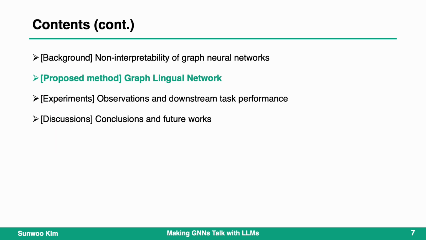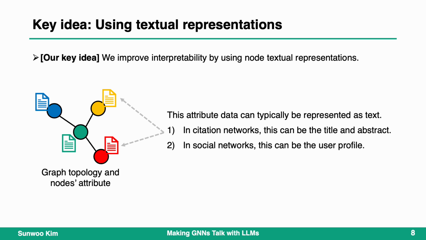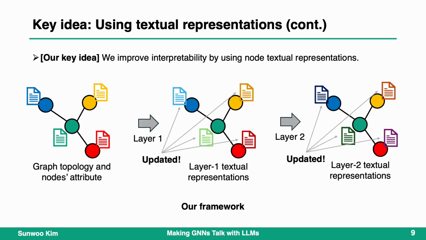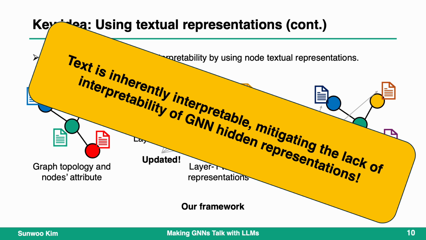We now discuss our proposed method, Graph Lingual Network. We improve the interpretability of GNN hidden representations by expressing them as text. Many node attributes are naturally textual, for example, titles and abstracts in citation networks or user profiles in social networks, making textual representations a natural fit. So, we aim to iteratively refine this textual information by using neighbor information as in common graph neural networks. Since text is inherently interpretable, it is adequate for mitigating the lack of interpretability issue of GNN hidden representations.